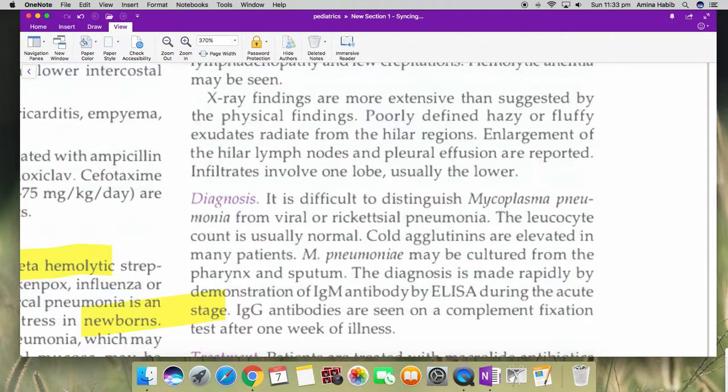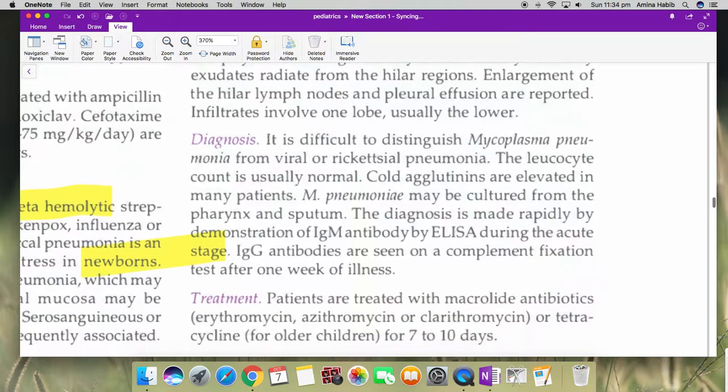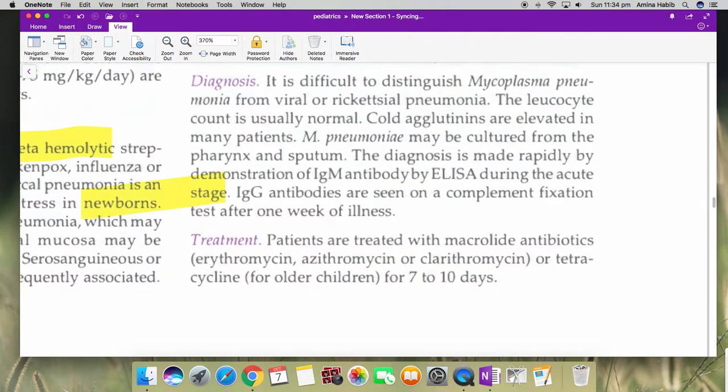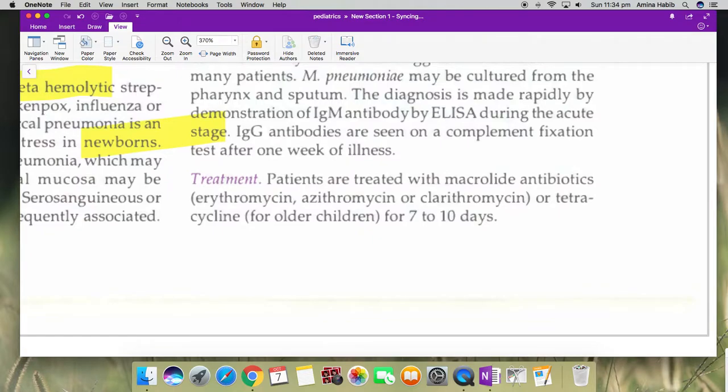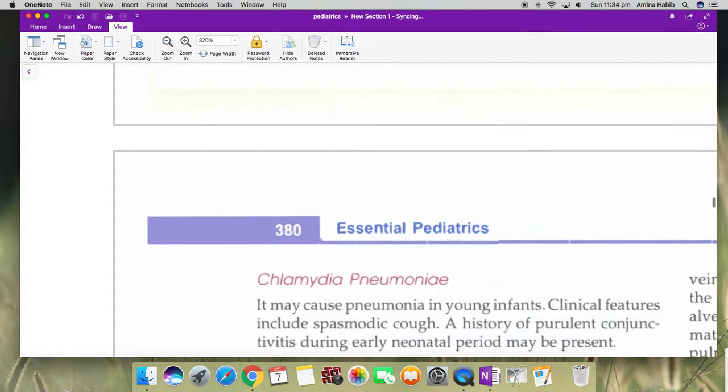Sometimes hemolytic anemia may be seen. X-ray findings are more extensive, with hazy, fluffy exudates radiating from the hilar regions. Diagnosis is difficult to differentiate from viral pneumonia. Cold agglutinins, culture from pharynx and sputum, ELISA, and PCR, with IgM and IgG, we discussed. Treatment is macrolides or tetracyclines.